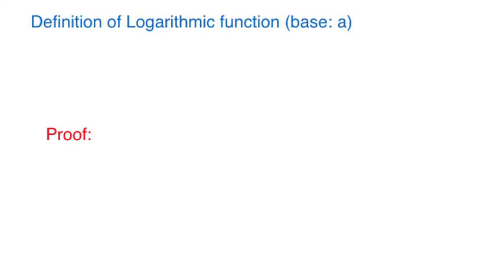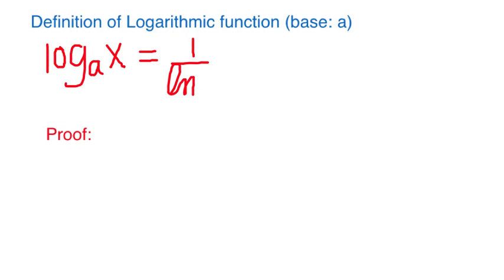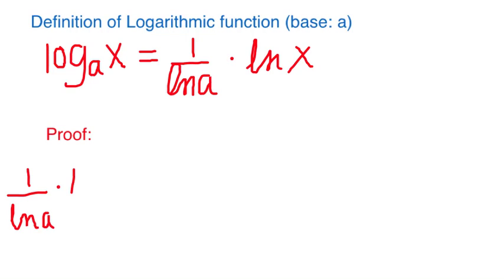The definition of a logarithmic function with base a, we would say log base a of x is equal to 1 over the natural log of a times the natural log of x. And so to prove this, we can start with that expression, 1 over the natural log of a times the natural log of x.